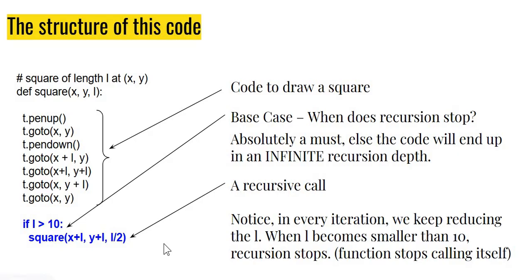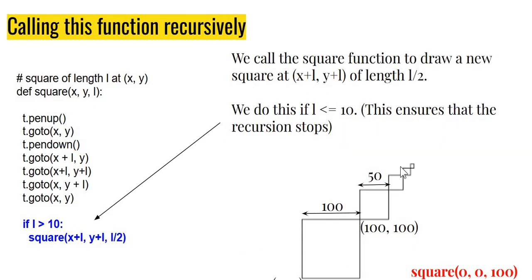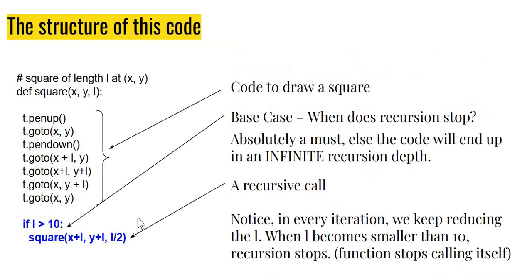Now, this will cause a problem because we'll end up in an infinite recursion depth, which is most of the times not allowed. So you will end up in an error. So while fractals are technically infinite, here we are limiting it to a finite situation so that the code can stop. And this is absolutely a must in every practical recursion. Notice that in every iteration, the L keeps reducing, and that's why the squares keep on becoming smaller and smaller. At some point, L becomes less than 10, and that is when the recursion stops. So the code to draw the square happens, and recursion stops. We sort of get out of it.